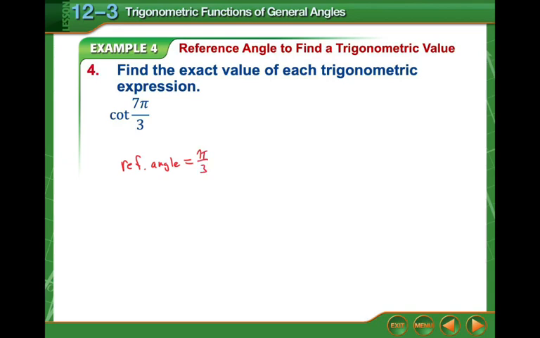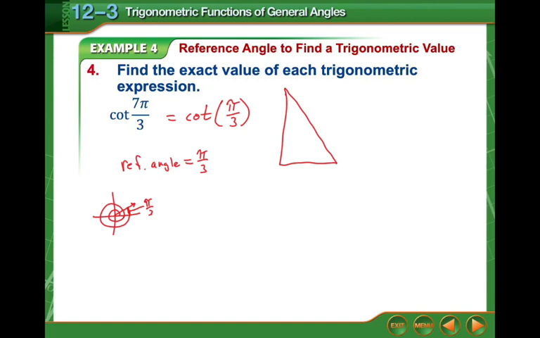So now we know the reference angle, and really, if we were to draw this, 7 pi over 3 goes around once, and then a second time, and then just one more pi over 3. But this little part here is pi over 3. So this is really the cotangent of pi over 3. So now we need to remember what pi over 3 is. It's part of that 30, 60, 90 right triangle. It's a 60-degree angle in degrees.